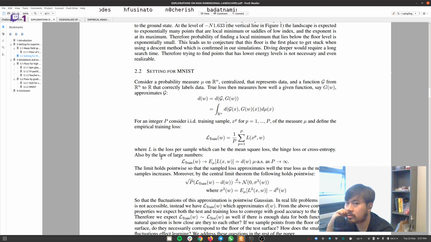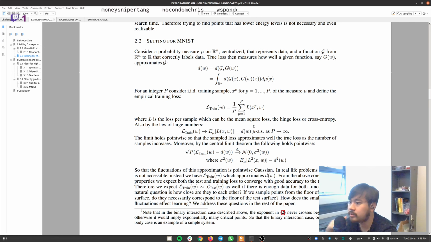Okay, so this is just loss for an integer id. Define empirical loss. It can be anything: mean square, hinge, cross entropy. By the law of large numbers, the loss is going to go to the expectation over mu of L in x, w. Yeah, that's just the law of large numbers, which is the same as the true loss in some sense.